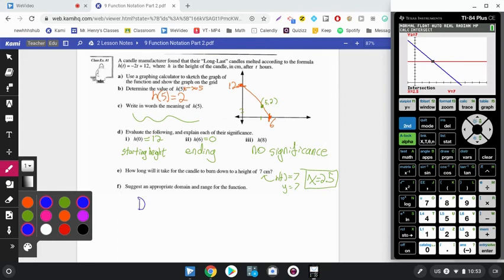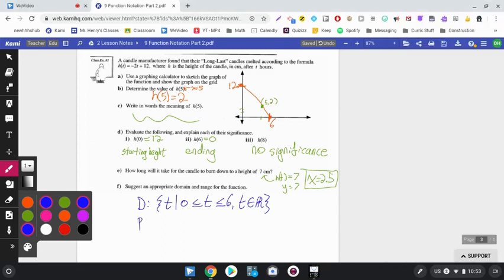So, domain. It's not X, it's T, such that, and really, the only T's that I care about are 0, the start, till 6, when it ends. 0 is less than or equal to T, less than or equal to 6, for T an element of the reals. Between 0 and 6, those are the only two I care about.